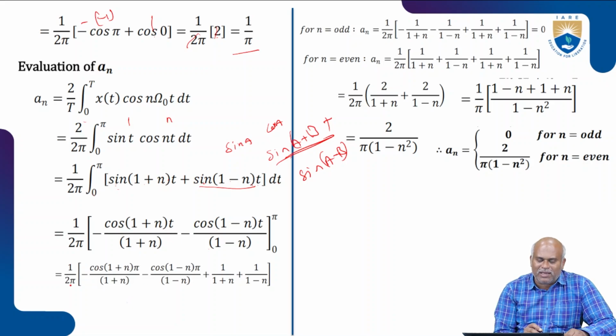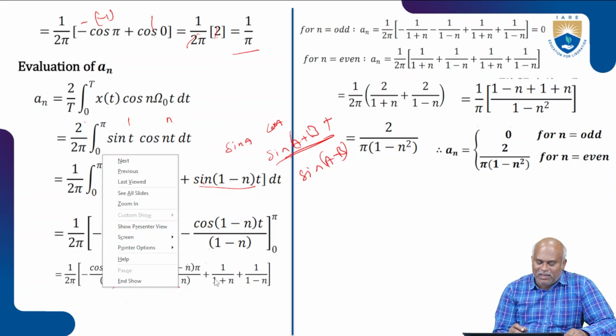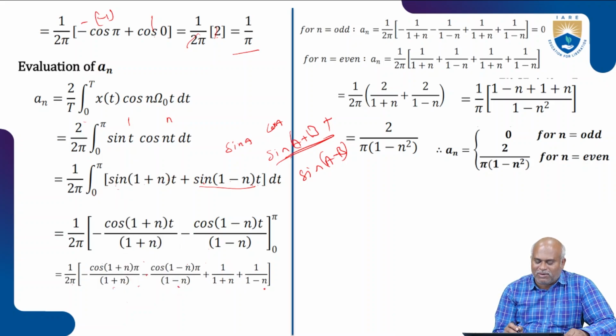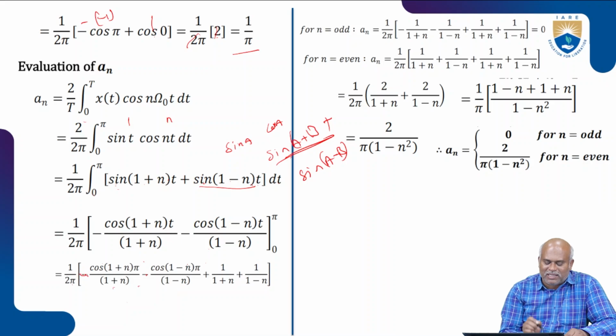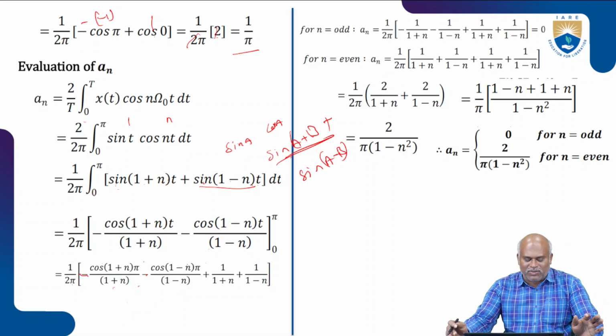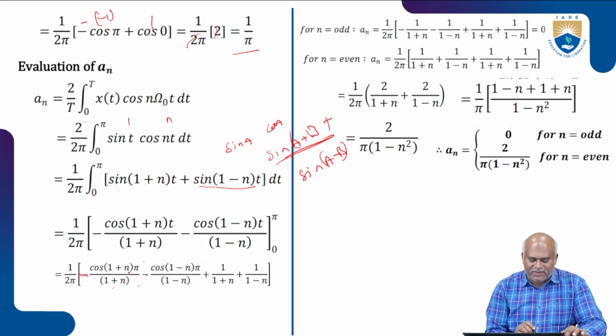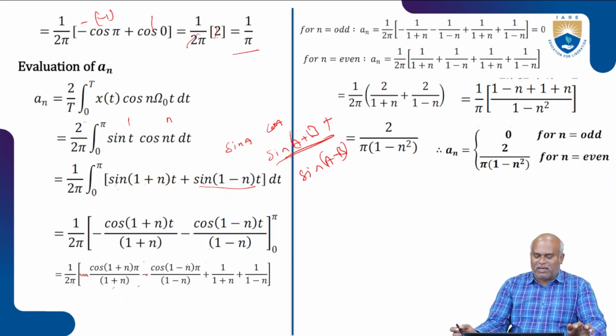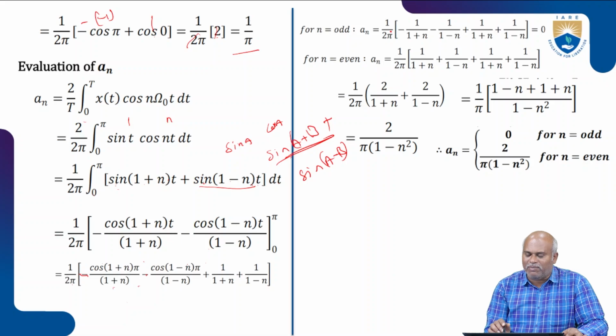What is it? 1 by 2 pi, cos of (1 plus n) pi divided by (1 plus n) minus cos of (1 minus n) pi divided by (1 minus n) plus 1 by (1 plus n) plus 1 by (1 minus n). Then we need to simplify. Here cos pi is equal to 1, so the value is 1 by 2 pi, minus 1 divided by (1 plus n) minus 1 by (1 minus n) plus 1 by (1 plus n) plus 1 by (1 minus n).